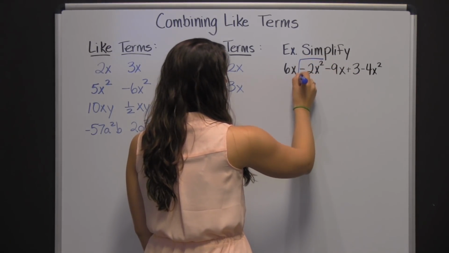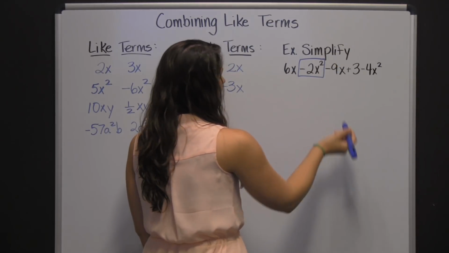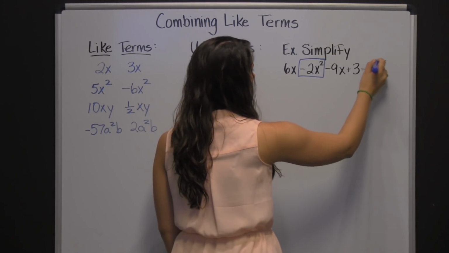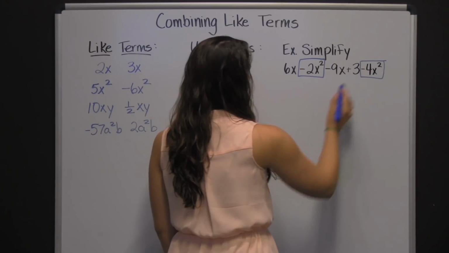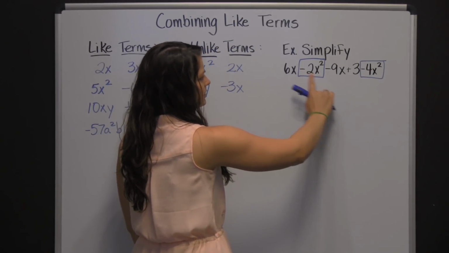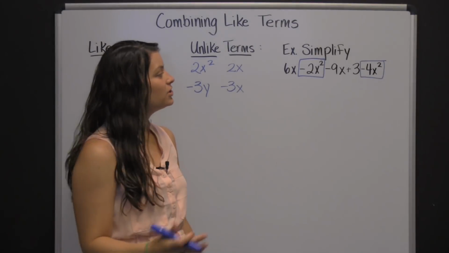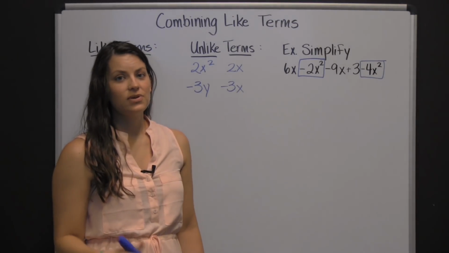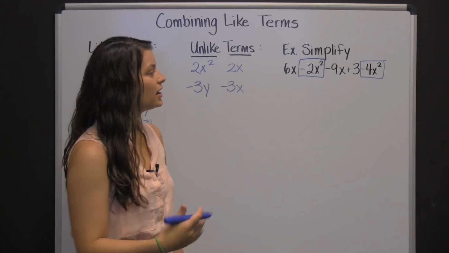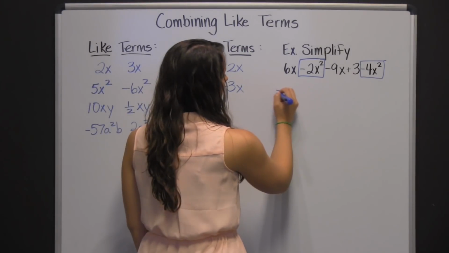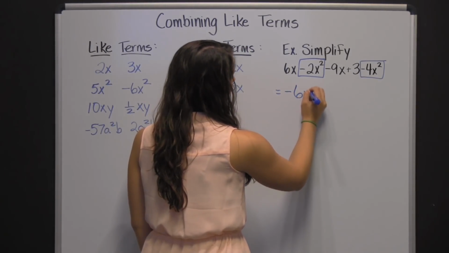So I'm going to take those two terms and add them together. We have a negative 2x squared and a negative 4x squared, negative because of this minus sign in front of the term. And then we just combine those together. So negative 2x squared and a negative 4x squared would be negative 6x squared.